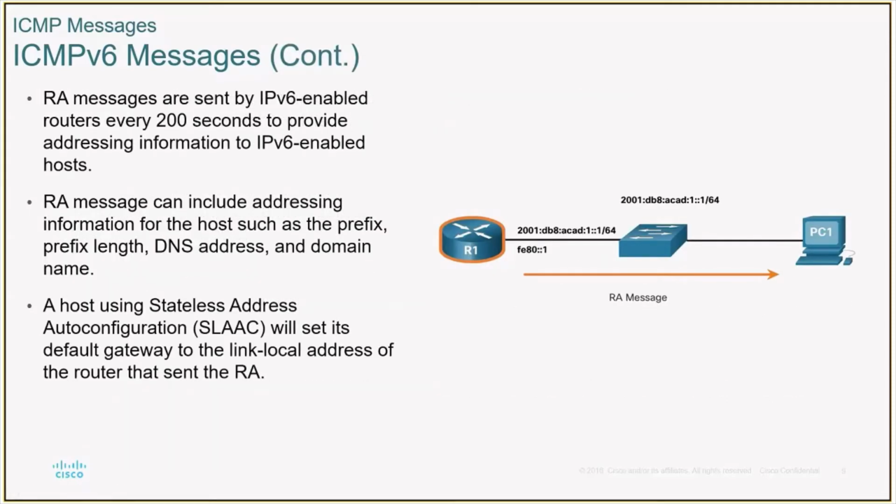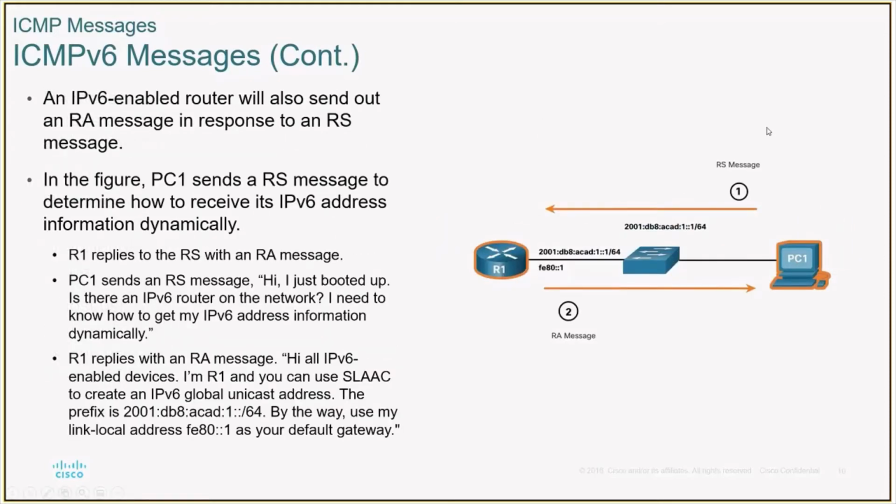Okay, so router advertisement messages are sent by IPv6 enabled routers every 200 seconds to provide addressing information to IPv6 enabled hosts. The RA message can include addressing information such as the prefix, the network prefix address, the prefix length, DNS address, and domain name. A host using stateless address auto configuration will set its default gateway to the link local address of the router that sent the router advertisement. And I think I demoed that last time as well.